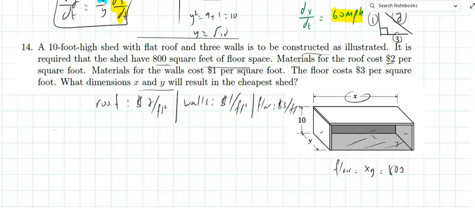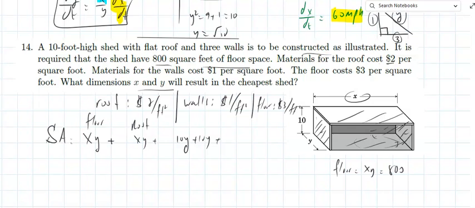Well, here, the surface area is area at the base, which is xy, that's the floor. Area for the roof, which is xy, and I'm not combining those because the cost is different. And this wall right here is 10y. This wall right here is 10y. And this wall in the back is x by 10, 10x. Now I'm minimizing the cost.